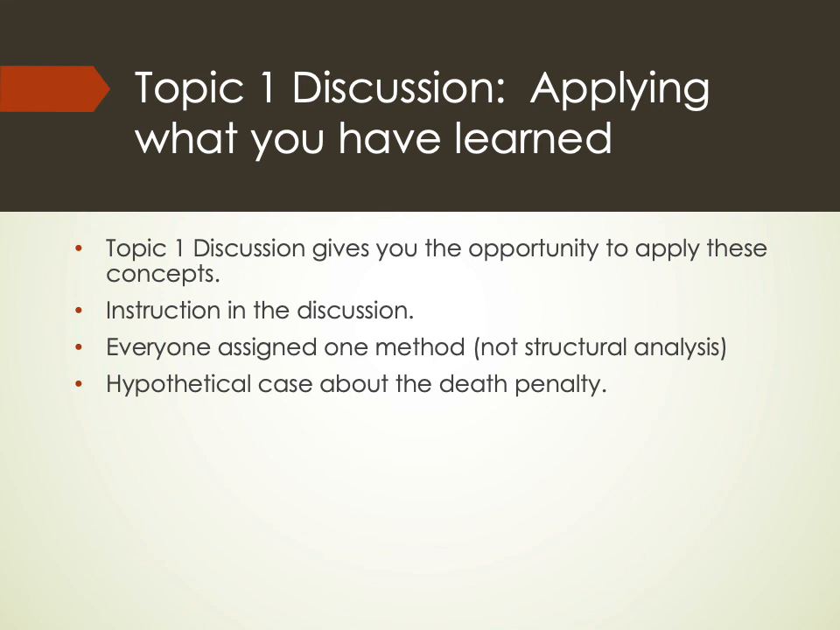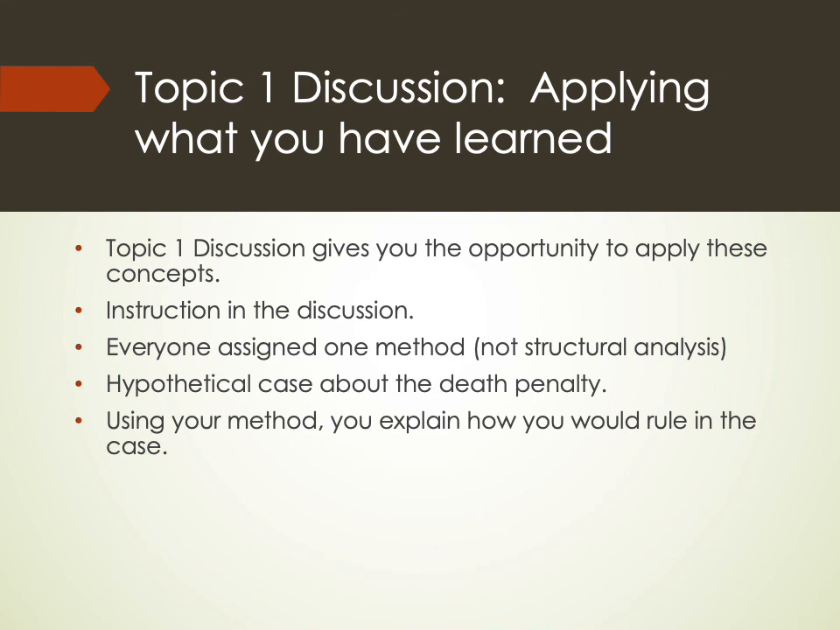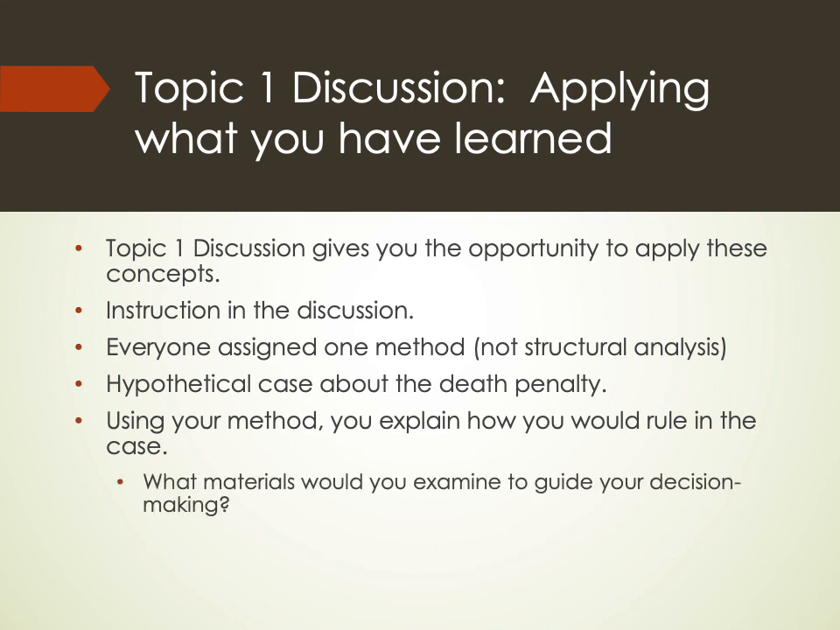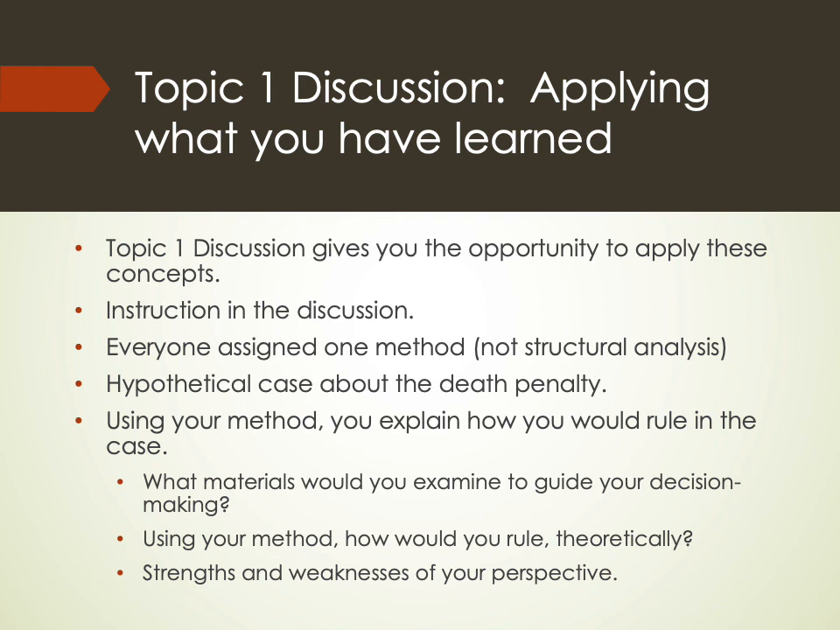And the case comes to the Supreme Court, and you're a justice who's supposed to rule in that case about whether or not that kind of application of the death penalty is a violation of the 8th Amendment. So you use your method to explain how you would rule in the case. It asks you what materials would you examine to guide your decision making. So like if you're given originalism, what would you look at to figure out how you're going to rule in that case? And then it's saying, based on what you find in your examination of the materials that you would use to help you determine how to rule in that case, then it asks you how you would theoretically rule in that case.